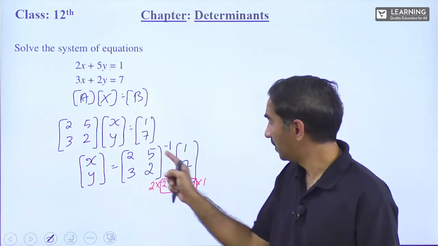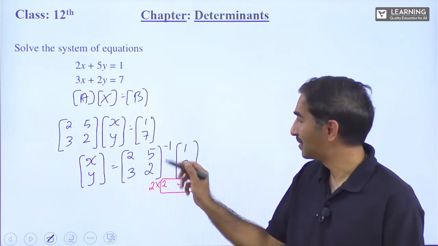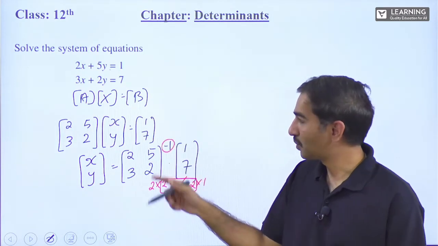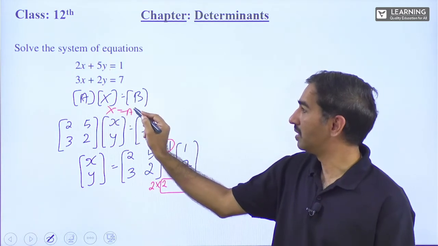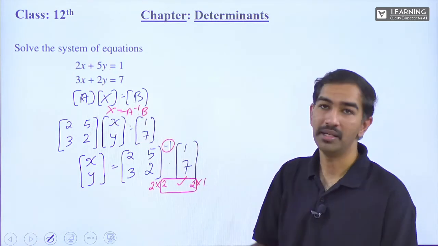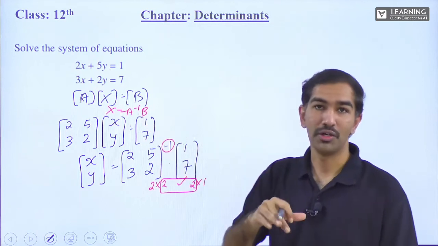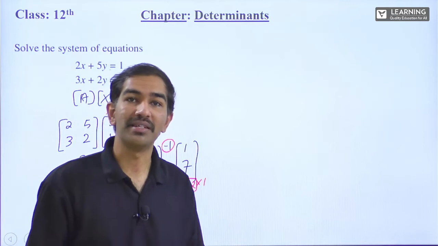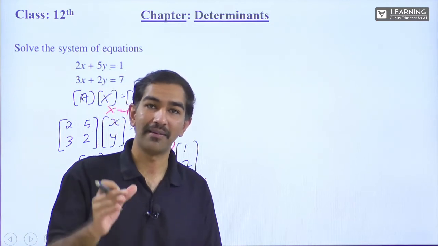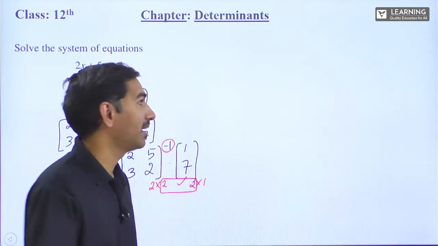But will you multiply 2 into 1 and 5 into 7? No. So see, we have this inverse, right? So what is A inverse? Now this is in the form of x is equal to A inverse B. How do we find A inverse? Adjoint of A divided by determinant of A. And how do we find the adjoint of a 2 cross 2 matrix, students? I think you remember that I have taught you one shortcut. Interchange the principal diagonal elements.